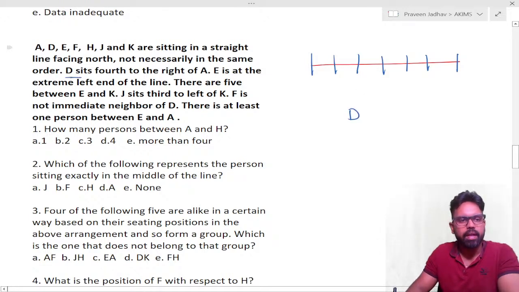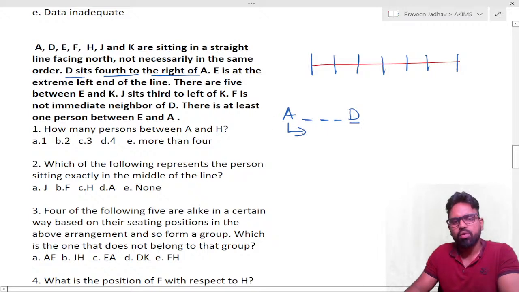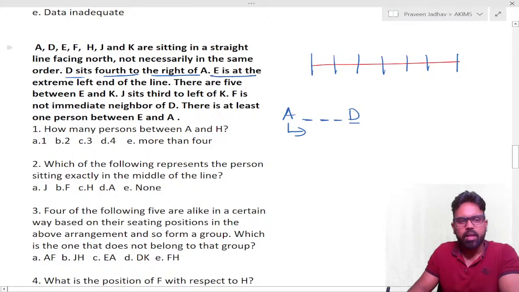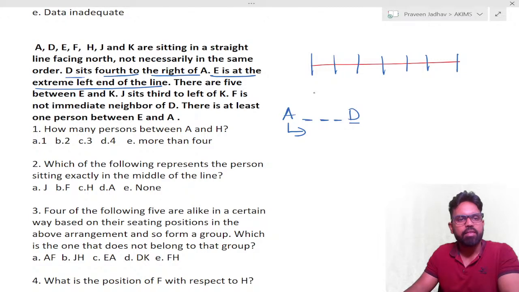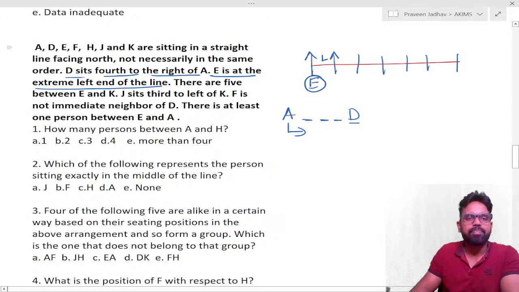Now, D sits fourth to the right of A. If A is here, first to the right, second to the right, third to the right, fourth to the right. Fourth to the right of A, who will be there? D will be there. Okay. Now, E is at the extreme left end of the line. All of them are facing north, meaning this is left. E is at the extreme left end of the line, meaning E is for sure here only.